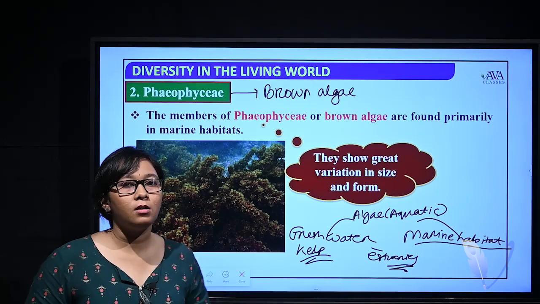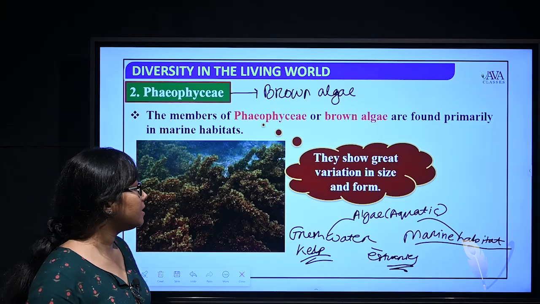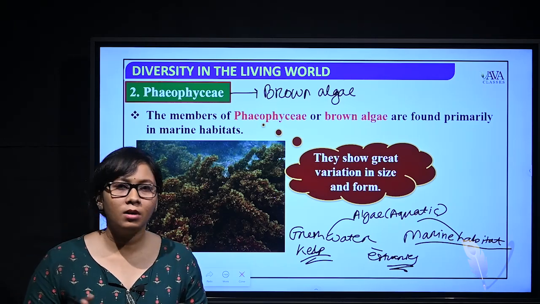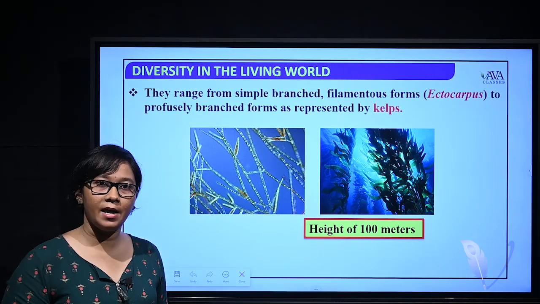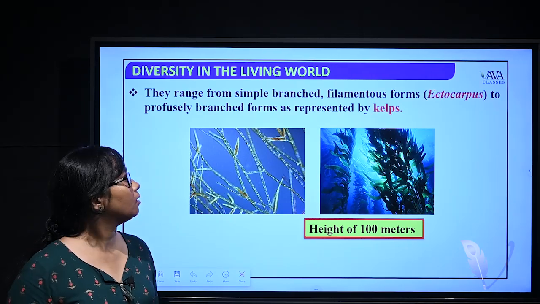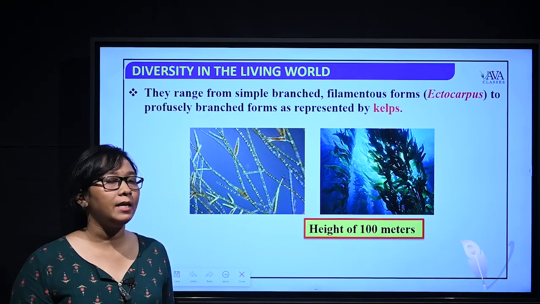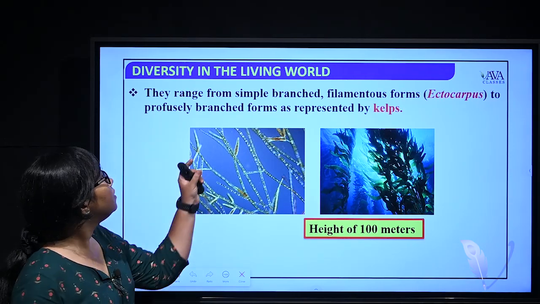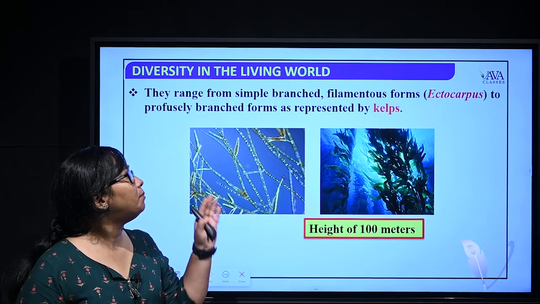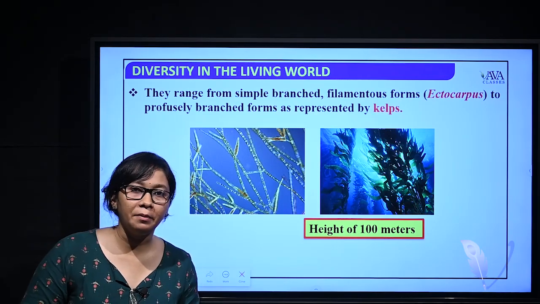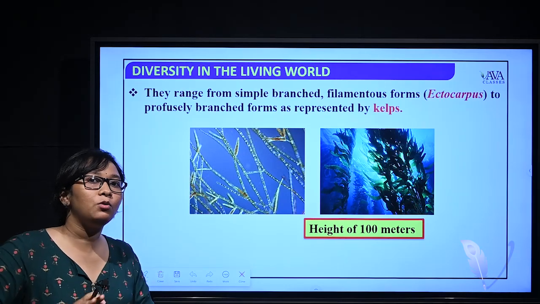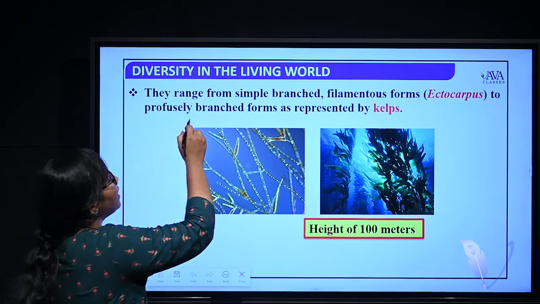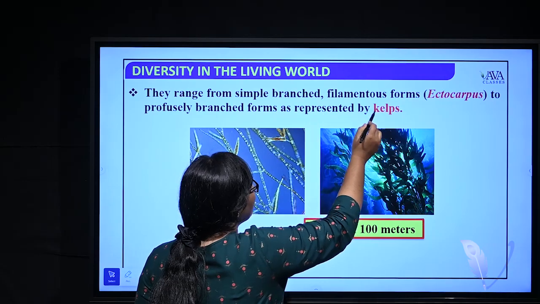So kelp is also one type of brown algae, which is the largest algae. In brown algae, in their shape, we also see some differentiation. We also see some varieties. They range from simple branched forms to the filamentous form, even to the larger algae.